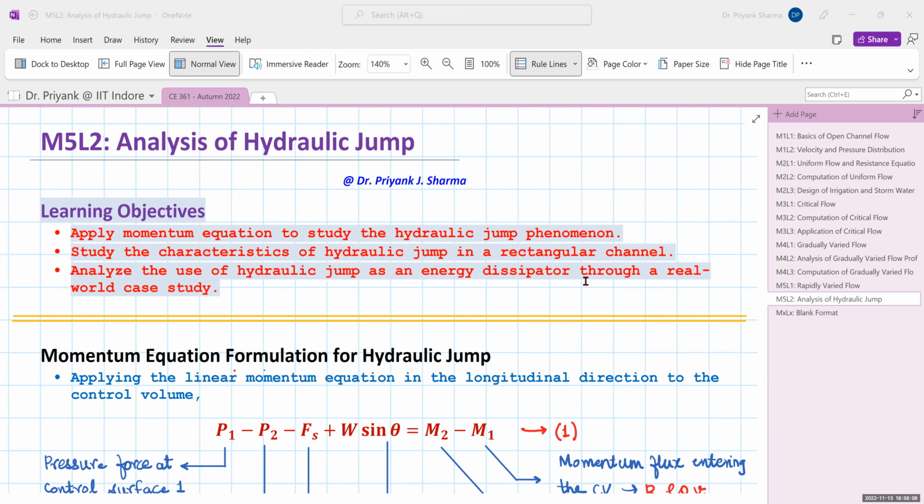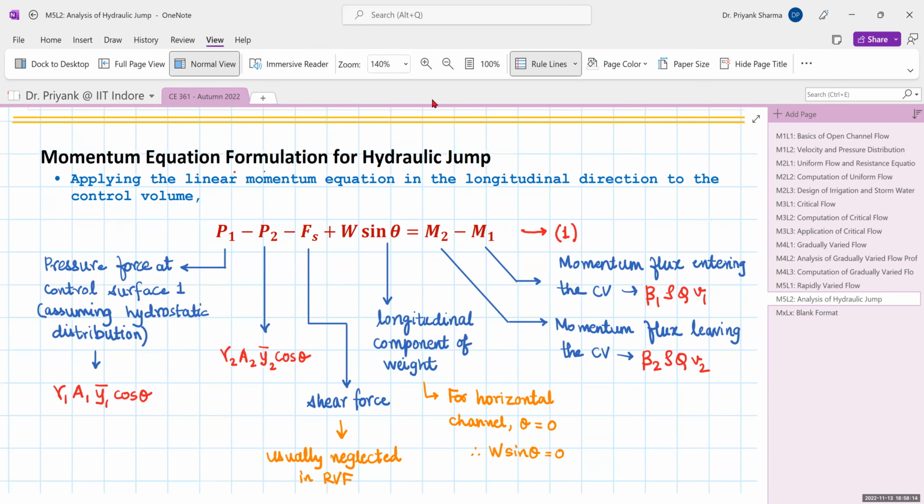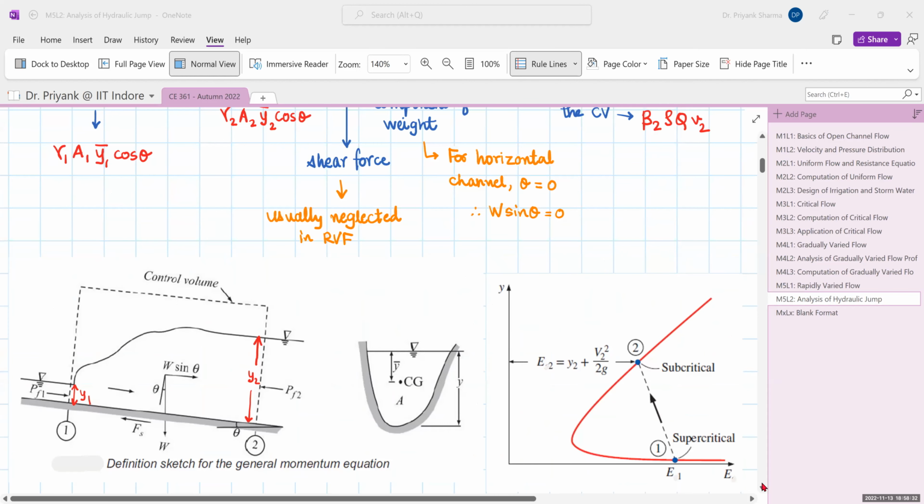So we begin with the momentum equation formulation for hydraulic jump. We apply the linear momentum equation in the longitudinal direction to the control volume. The linear momentum equation becomes P1 minus P2 minus Fs plus W sine theta, equal to M2 minus M1. So this is the control volume. In this control volume, y1 is the supercritical depth, y2 is the subcritical depth, and this is the hydraulic jump which is being formed.